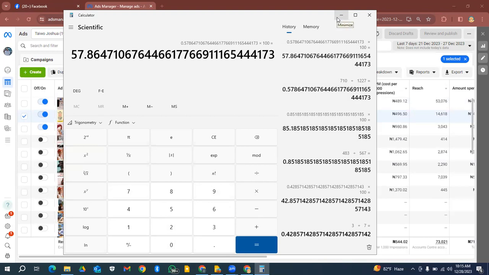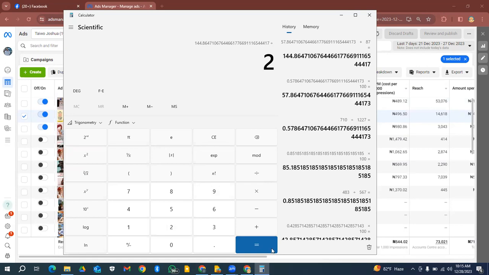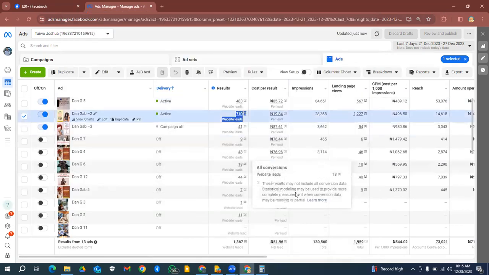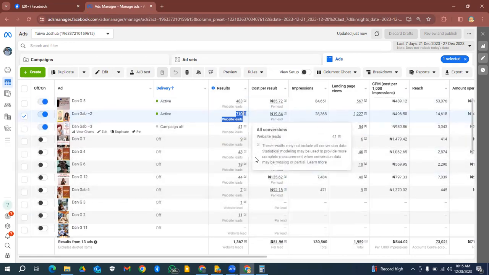So what we'll simply do is take the average. 87 plus 57, divided by 2. So obviously our page is converting at around 72%, which is very, very good for a lead generation page. All right. So if you want to do it, this is how you add it all up for all of them, and you can know how well your page is doing.